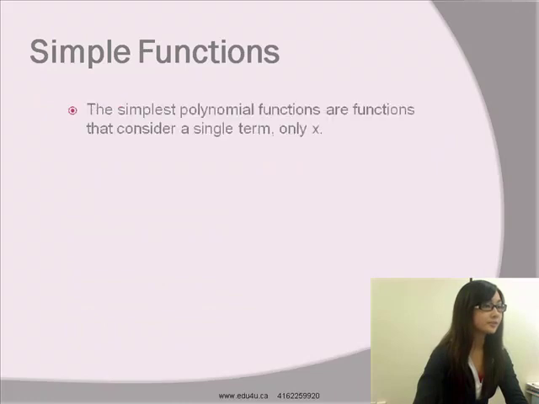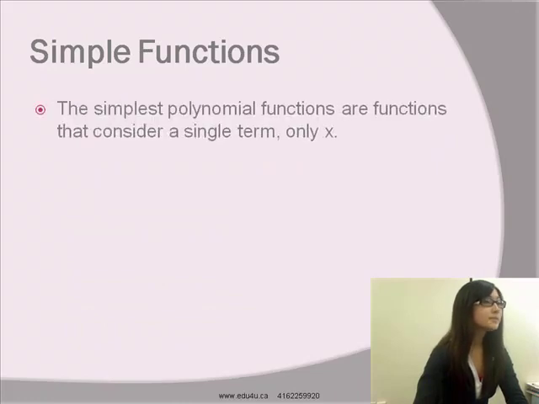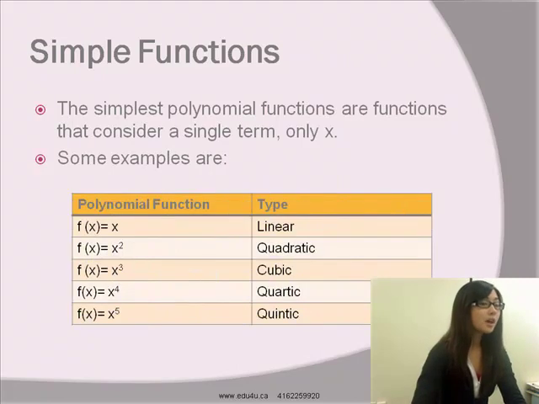Now let's look at some simple functions. The simplest polynomial functions are functions that consist of a single term only in x. Here are some examples. The polynomial function f of x equals x is a linear function. One of f of x equals x squared is quadratic. One of f of x equals x cubed is cubic. The polynomial function f of x equals x to the power of 4 is quartic. The one with f of x equals x to the power of 5 is quintic.